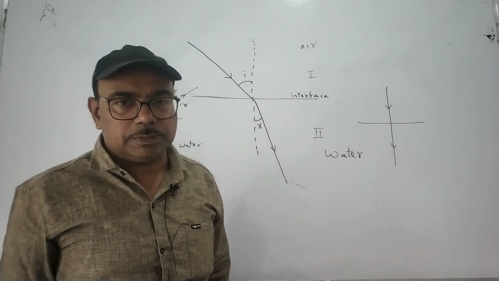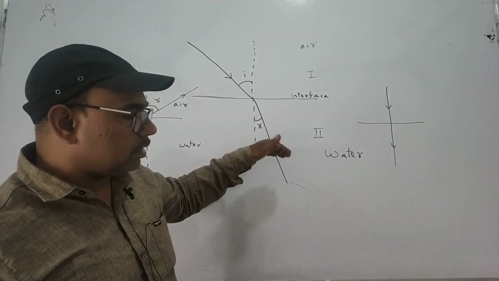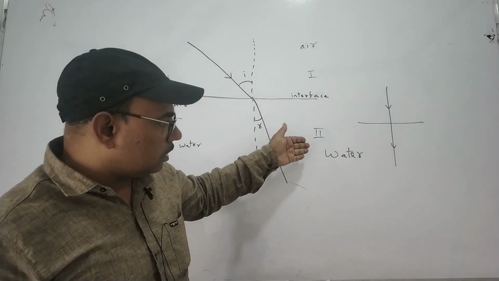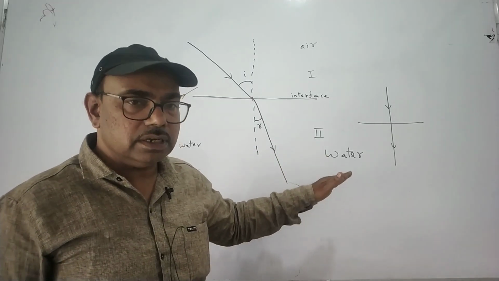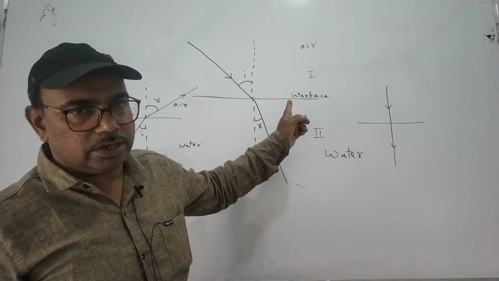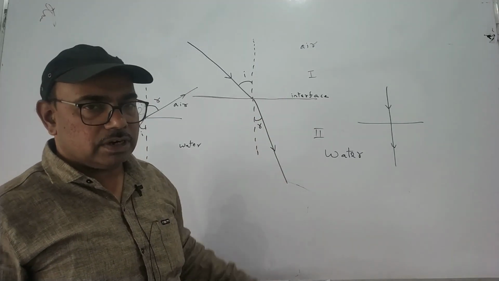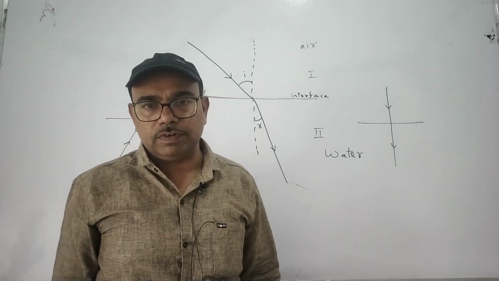So in air, the speed of light is around 3 into 10 to the power of 8 meters per second. But when it enters into glass, the denser medium, the speed of light is less when compared to the air medium. So in air it is 3 into 10 to the power of 8, but in water it decreases, to around 2.25 into 10 to the power of 8 meters per second.